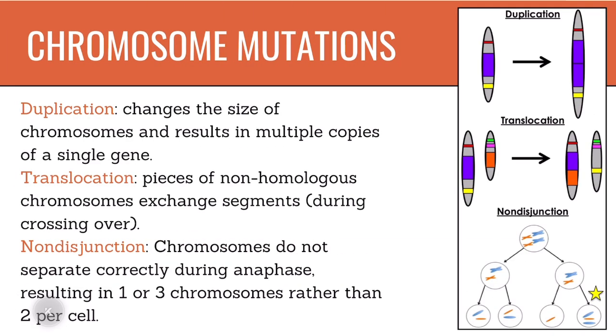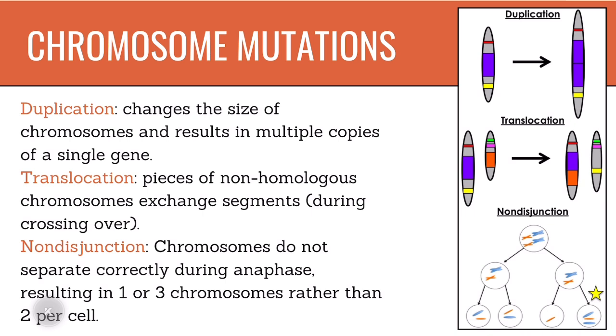Let's take a further look at chromosome mutations. So you have duplication, which is where it's going to change the size of the chromosome and result in multiple copies of a single gene. So if you look at the picture on the right, your chromosome has essentially been duplicated. So you have two copies of that large purple gene that have been attached to the same chromosome.